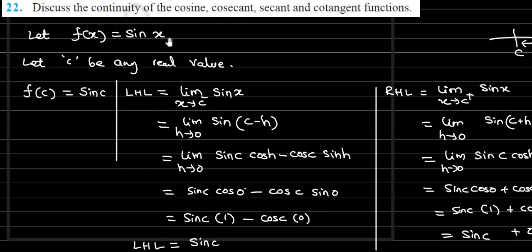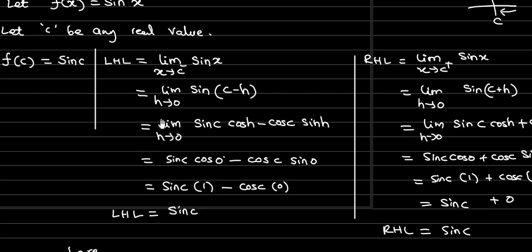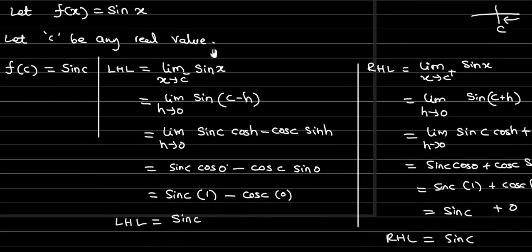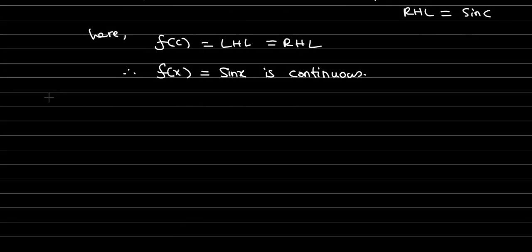Now I am going to make a substitution. Let g of x equal cos x, and I am going to prove that the cos function is continuous, then prove the other trigonometric ratios. Now let g of x equal cos x. For all real values, we are going to check the continuity of the cos function. So let c be any real value.